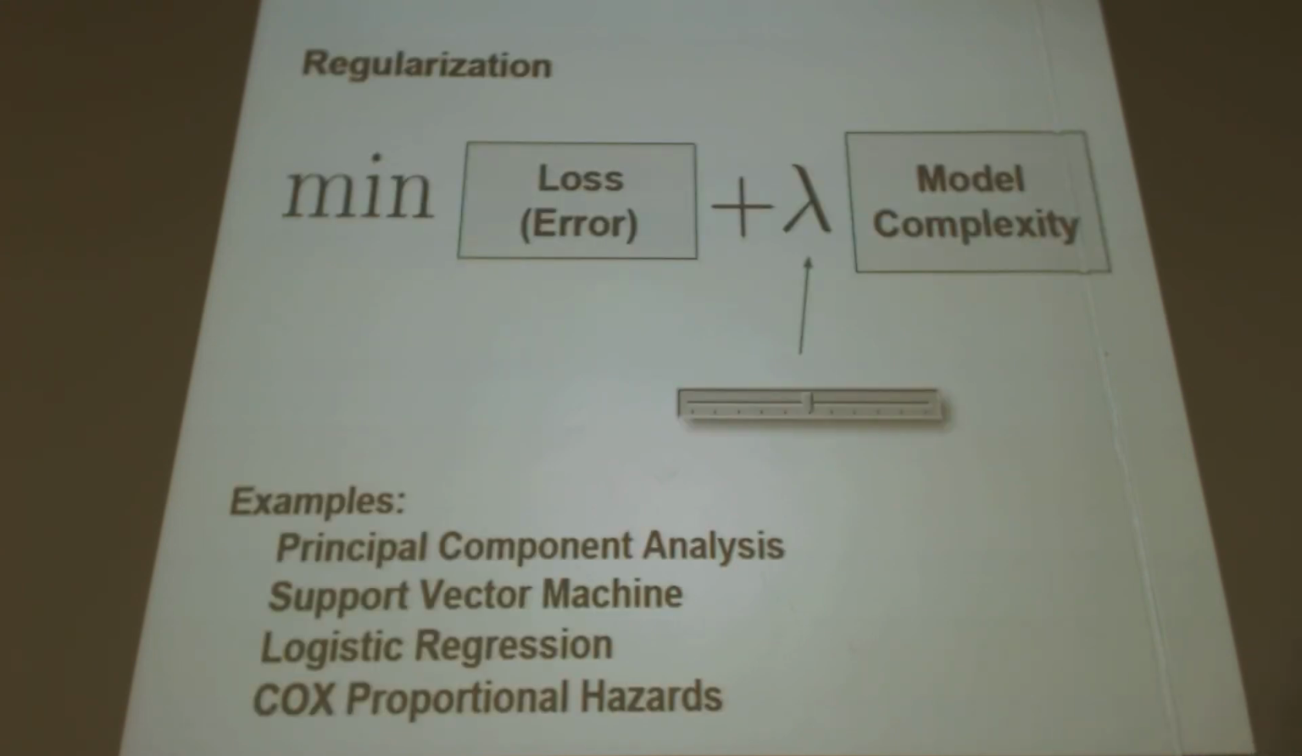Now, to do that, I have to introduce the concept of regularization, and I kind of brushed up against it a little bit when I was talking about Lasso Granger. But the idea is that a very large portion of machine learning methods can be expressed as a minimization problem when you're training it, where you're minimizing the error as well as the complexity of the model.